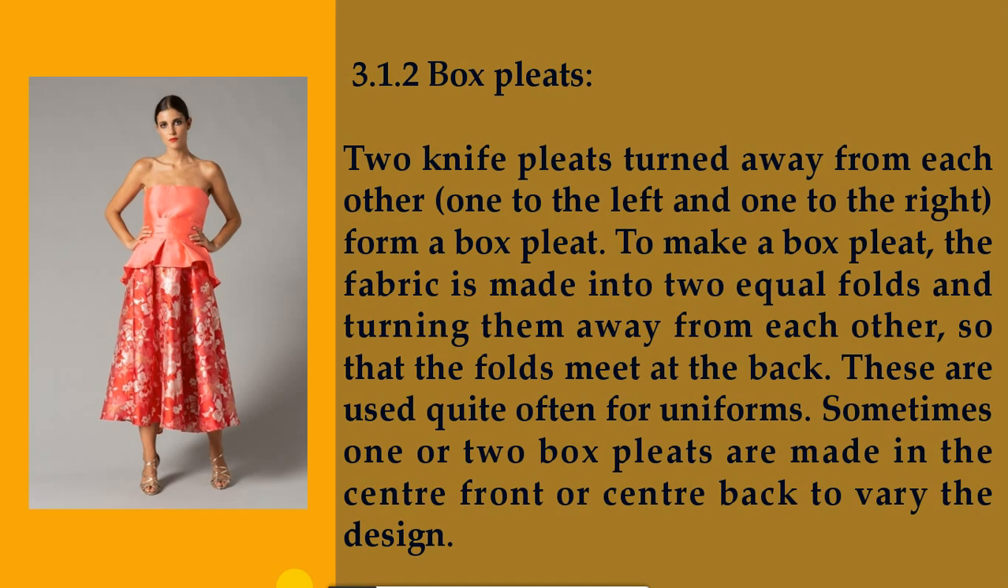Box pleats. 2 knife pleats turned away from each other, one to the left and one to the right, form a box pleat. To make a box pleat, the fabric is made into 2 equal folds and turned away from each other, so that the folds meet at the back. These are used quite often for uniforms. Sometimes 1 or 2 box pleats are made in the center front or center back to vary the design.